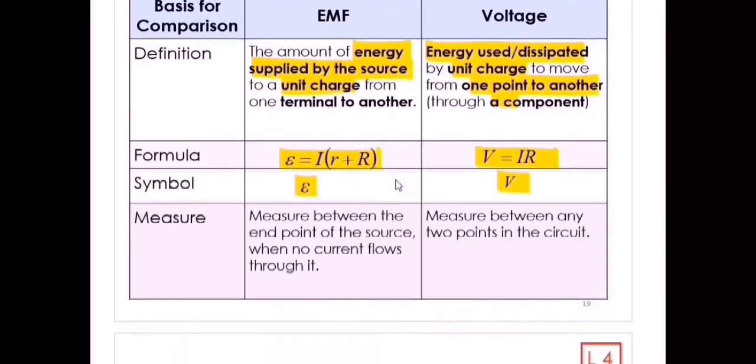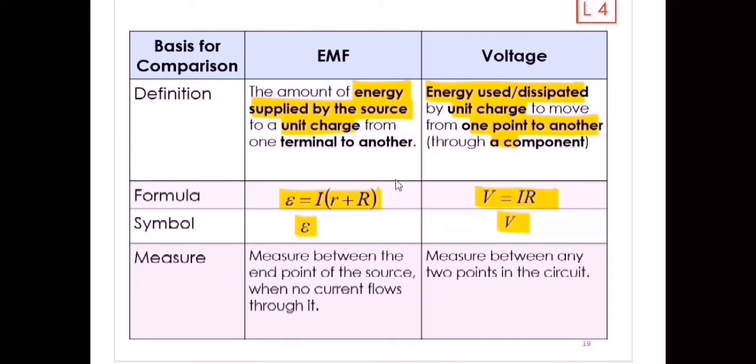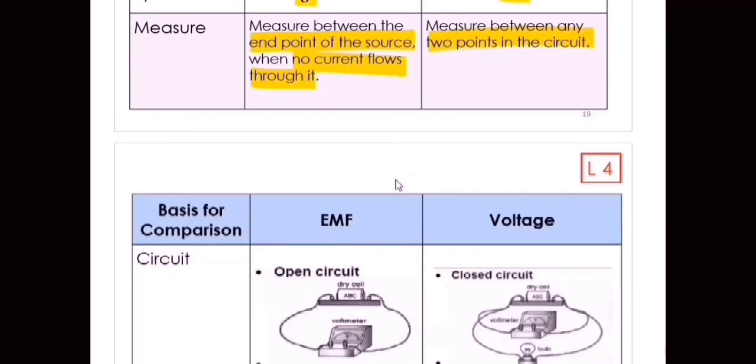To measure EMF, we measure between the endpoints of the source when no current flows through it. That means we have a circuit, but there's no current flowing through it. Then we can measure its EMF, because when there's a current flowing through, it will be affected by the internal resistance. Voltage, on the other hand, is a measure between any two points in the circuit, so we can measure the voltage at any point of the circuit.